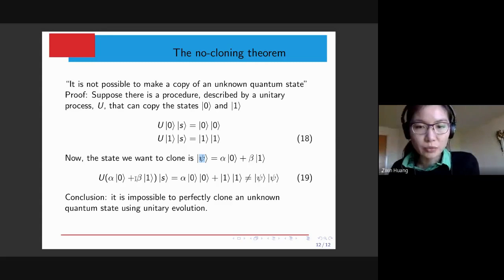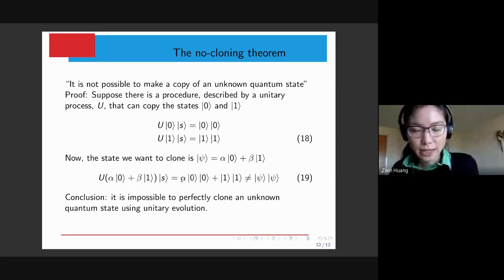So what we do is that now we bring in our auxiliary system S, we put it together with the state that we want to copy, psi, and we put the same unitary in front of it. Because quantum mechanics is linear, the unitary acting on alpha 0 and S would give you alpha 0 and 0. Now the unitary acting on beta 1 together with the S state will give you 2 1s.